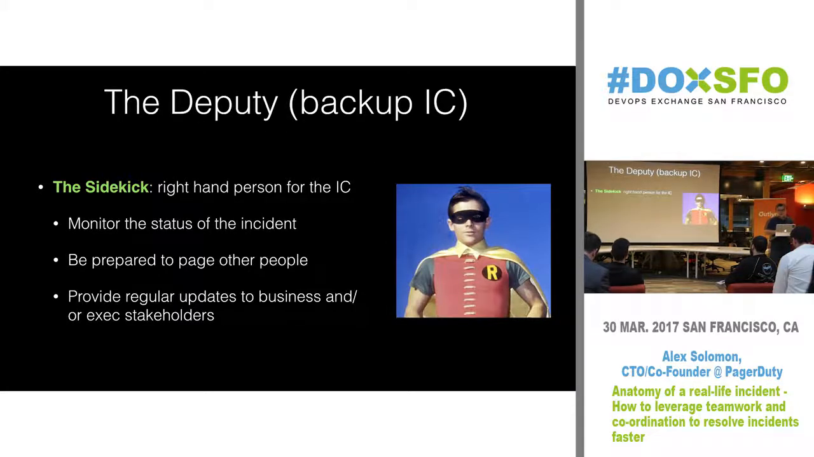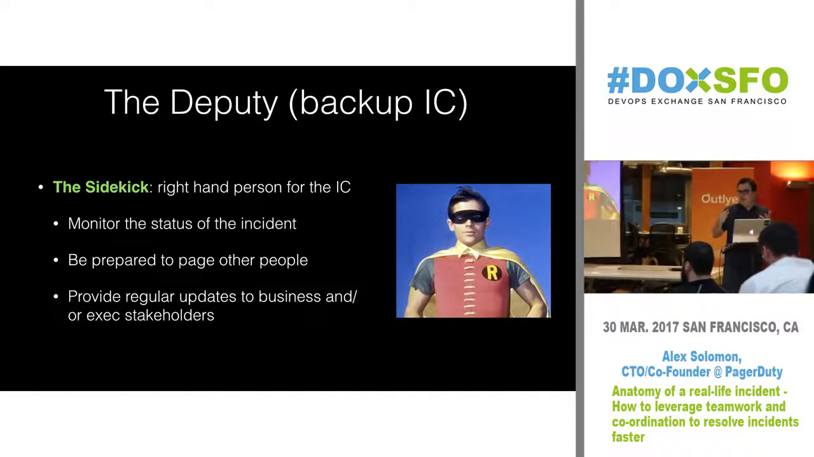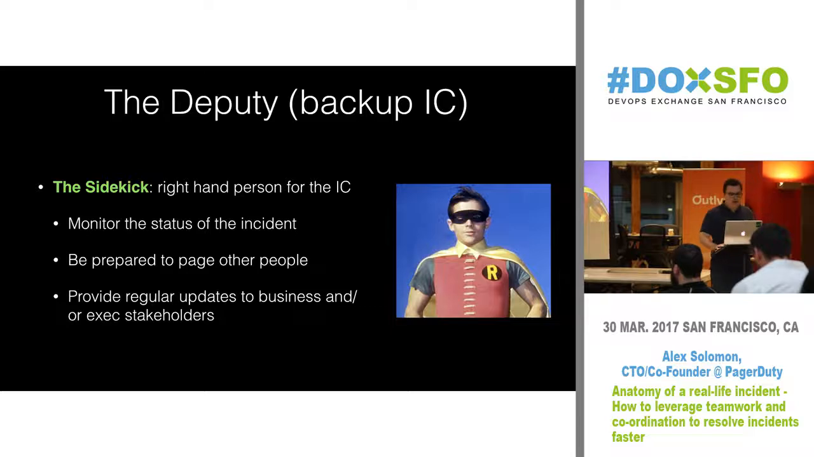Well, it's essentially the sidekick, like the right-hand person for the incident commander. So we always page two at a time, the primary and the secondary. This person monitors the status of the incident. So if they determine that, oh, it's Sev 2 right now, but it should actually be escalated to a Sev 1, they pay attention to that. They're prepared to loop in other people as needed. So if you need a subject matter expert and they weren't automatically paged, they will go do that. And they're also responsible for providing regular updates to business and or exec stakeholders.